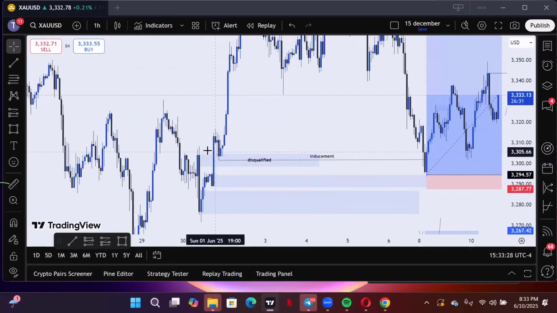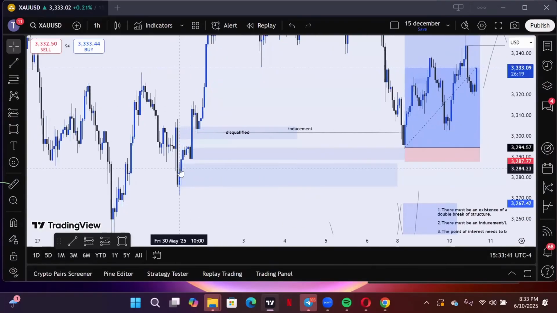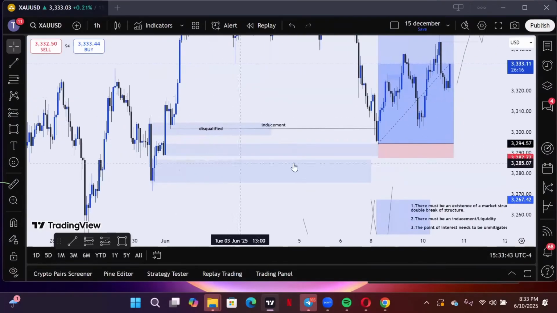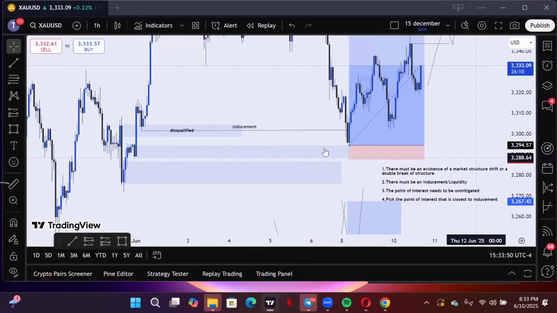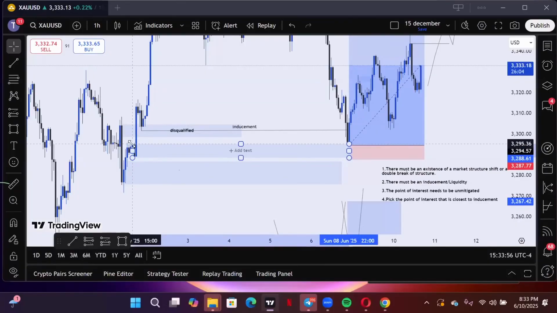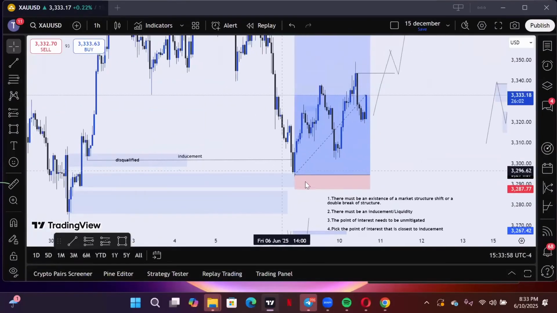So after market gave me the structure shift, that's rule one, gave me my inducement, that's rule two. Thirdly, I got the unmitigated points of interest, because the one that market mitigated was this breaker, so I disqualified it. So I'm now left with this other block and this one down here. So I still have two POIs that I can possibly make my choice from. And then the final rule says pick the point of interest that is closest to inducement. Between this and this, the one close to where my inducement is is this other block, and that was why my entry for a buy was from this other block here.